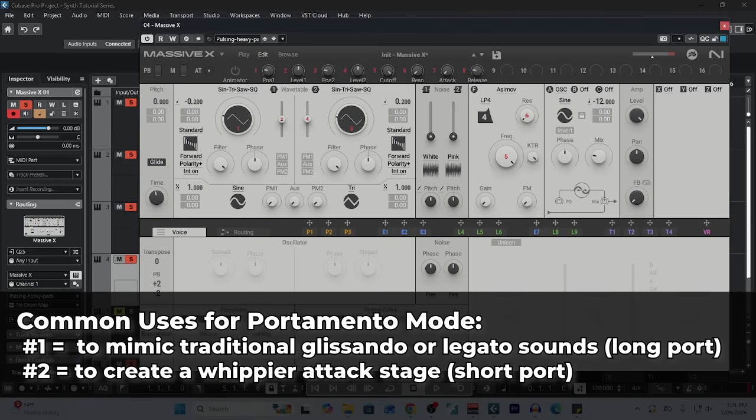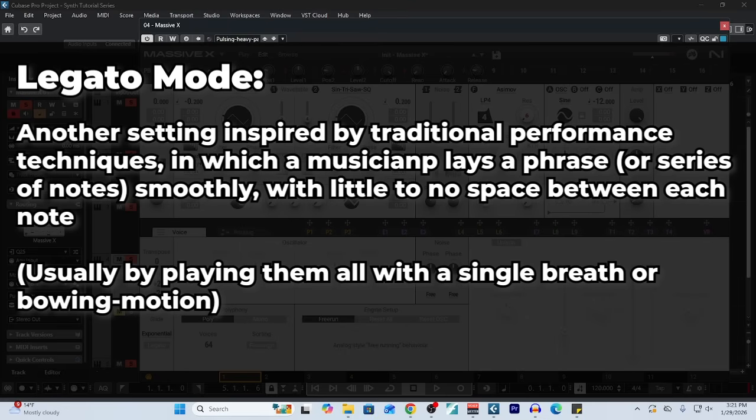However, neither of these techniques are super common to use on their own. Instead, they are most commonly used with our second tool, legato mode. Legato mode is another setting inspired by traditional performance techniques, in which a musician plays a phrase or a series of notes smoothly with little to no space between each note, often all with either the same breath or bowing motion, depending on the type of instrument.